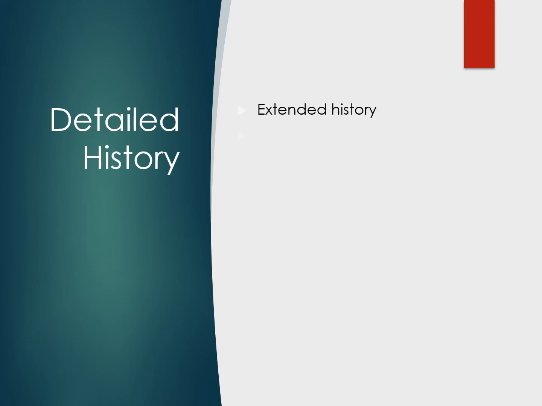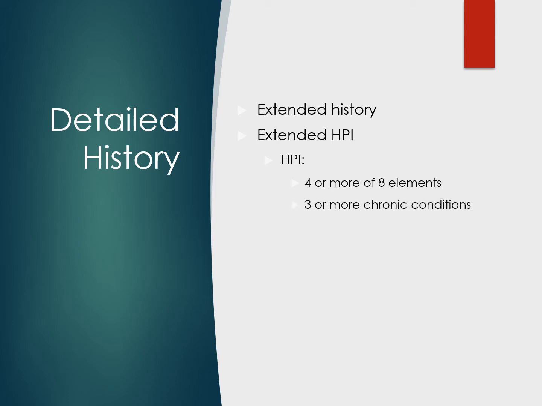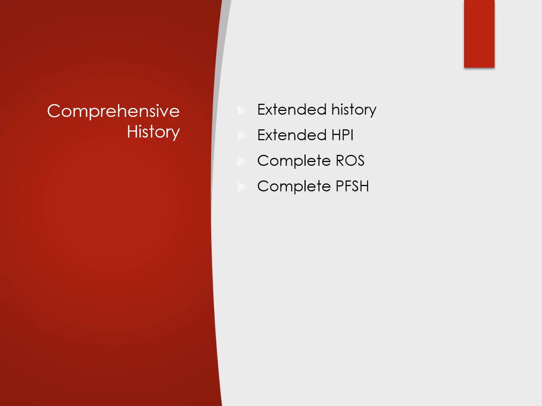Then we have a detailed history, which is an extended history of present illness. That would be 4 or more of the 8 elements. And when we say elements, we mean the body systems that we talked about just now previously. The patient would have 3 or more chronic conditions, an extended review of systems, and a pertinent PFSH. A comprehensive history has an extended history of the present illness, a complete review of systems, and a complete PFSH.